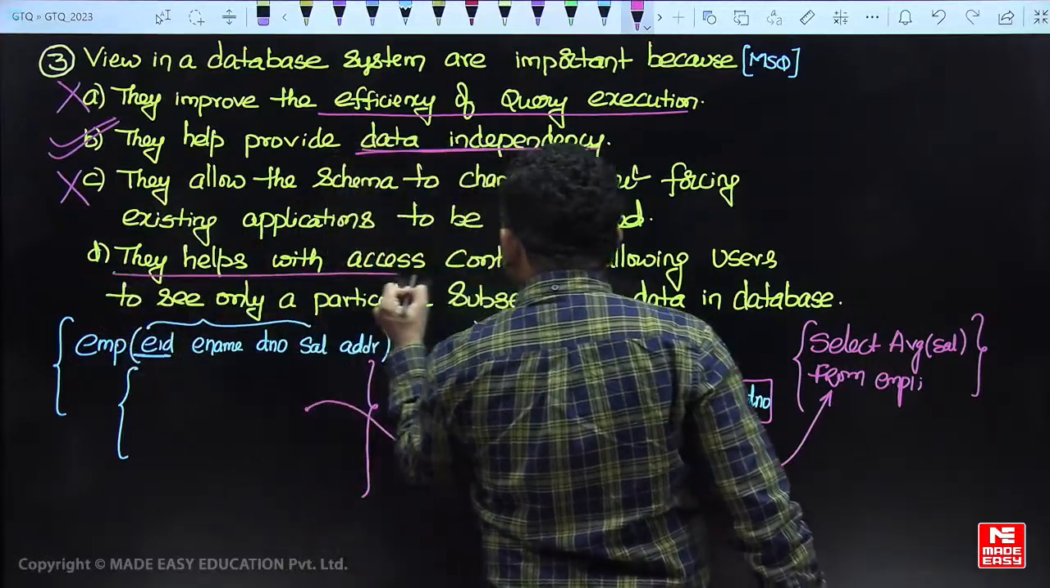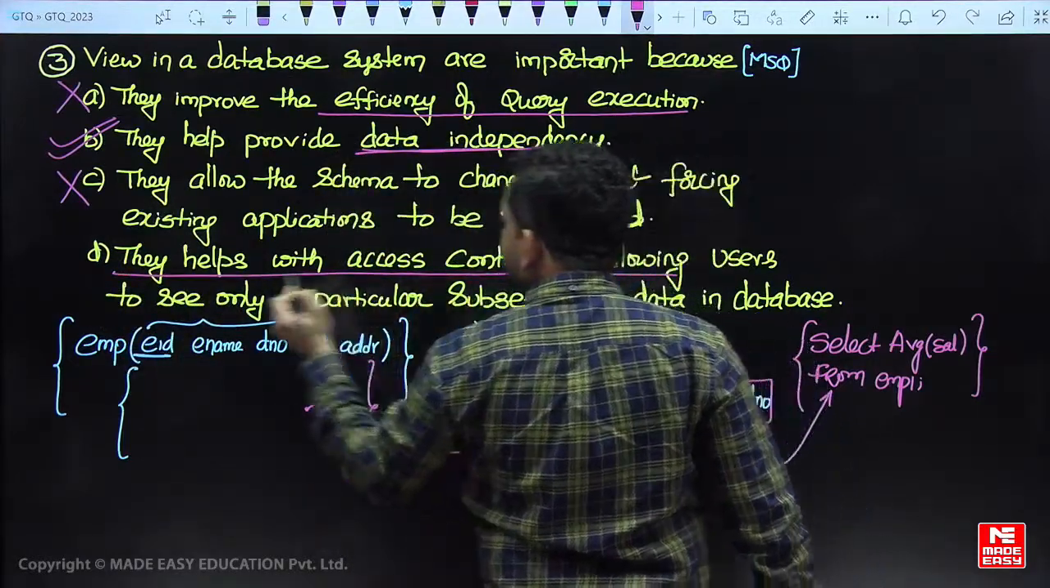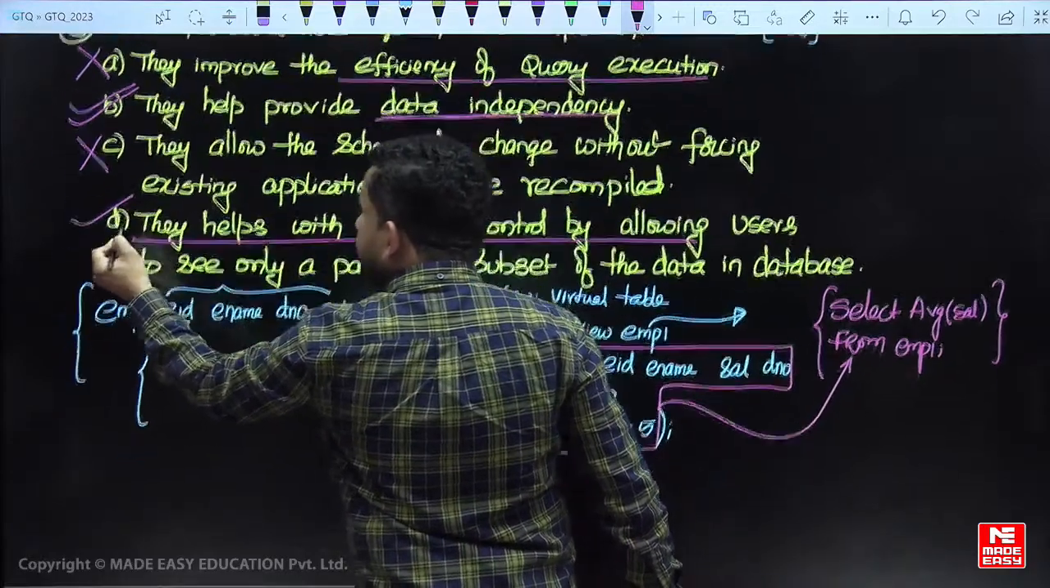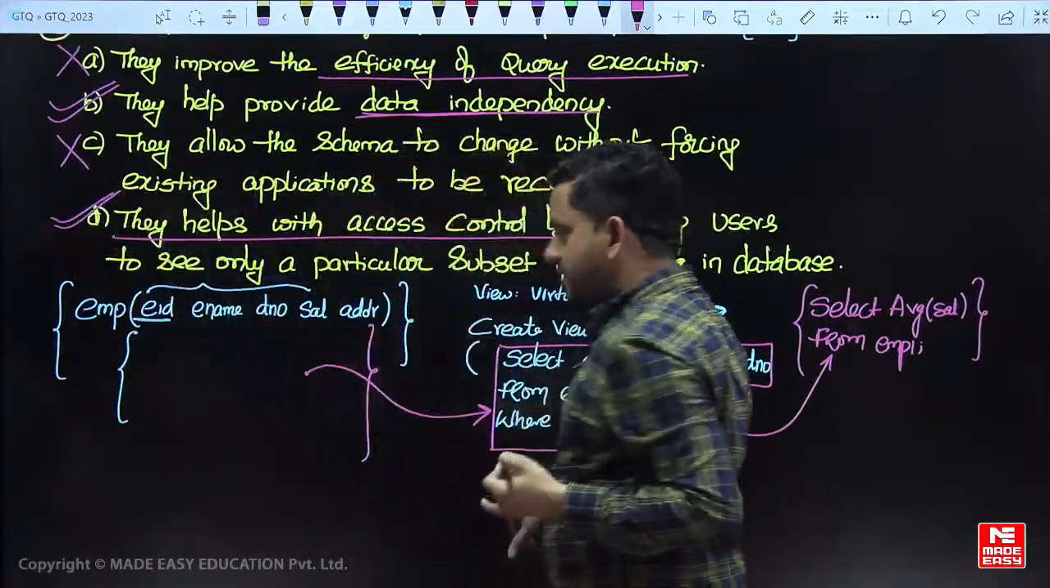They help with access control. This is also another advantage, based on the role of the user.